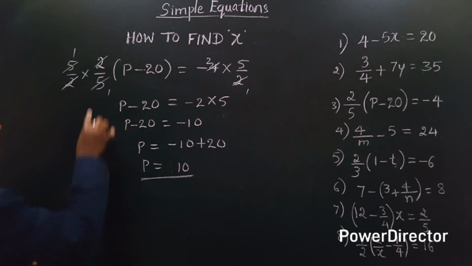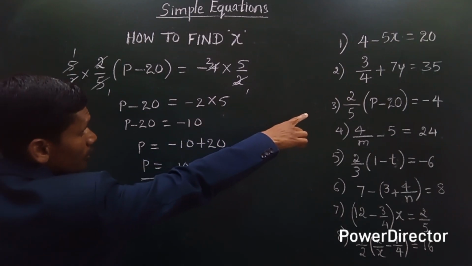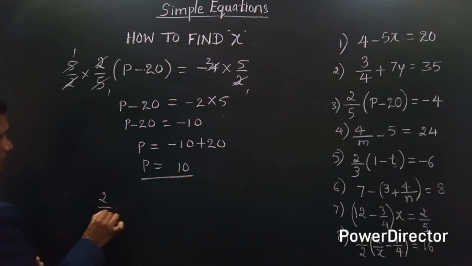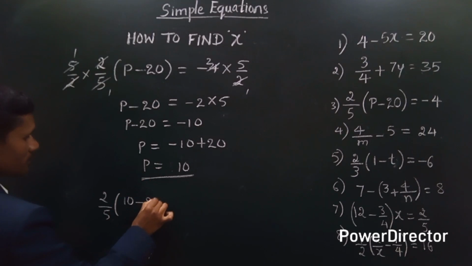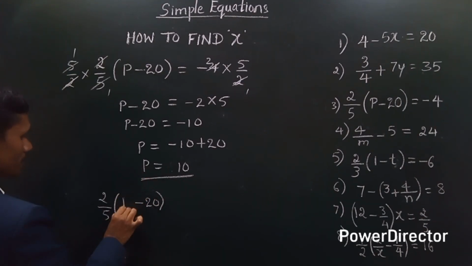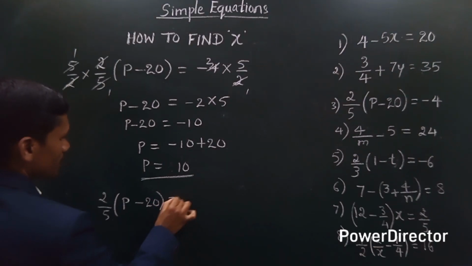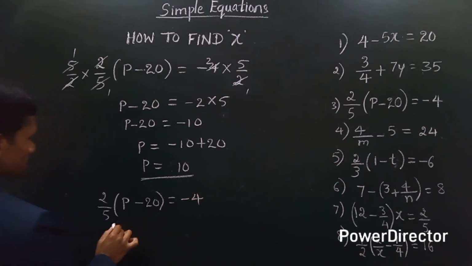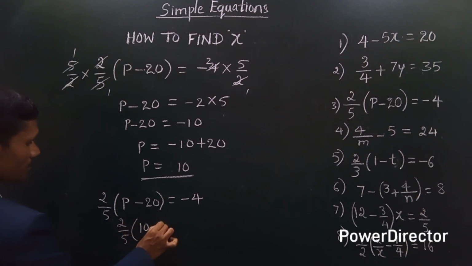If you want to check it, you take the equation which is already solved. 2/5 of P. P means P we have got, that is 10 minus 20. Okay. First I'll write the same P. Afterwards we will substitute the values. You should not get confused. Yes. Now 2/5, P means 10 minus 20 is equal to minus 4. Right? Now what remains? This 2/5 of 20 minus 10.